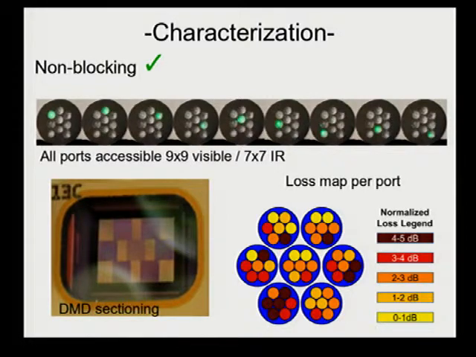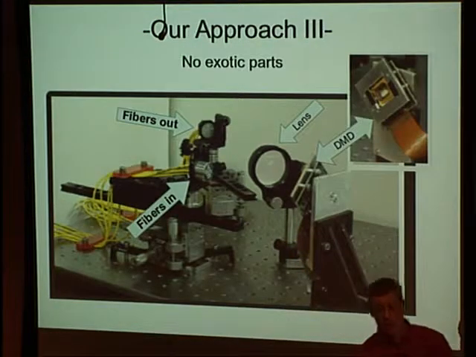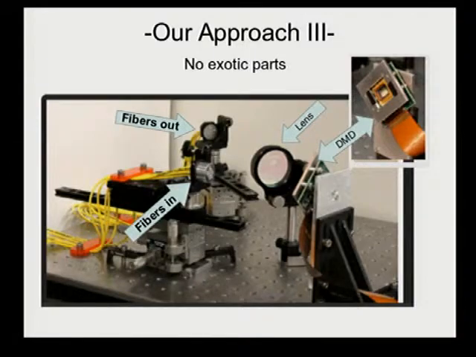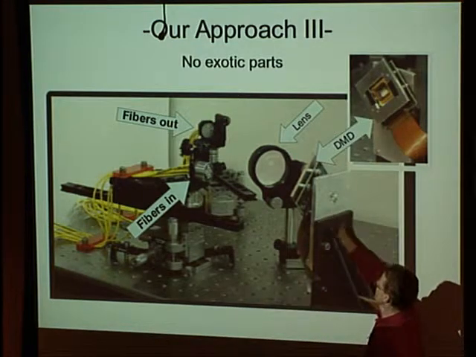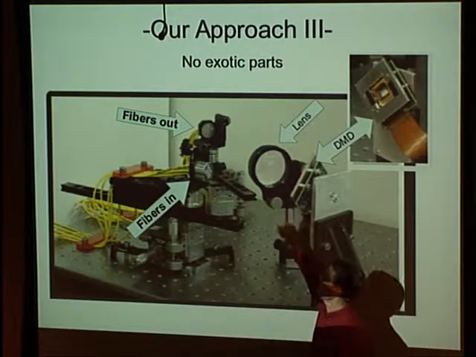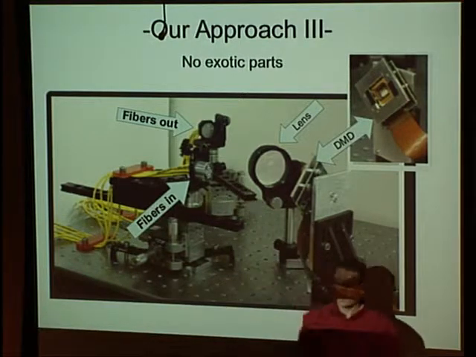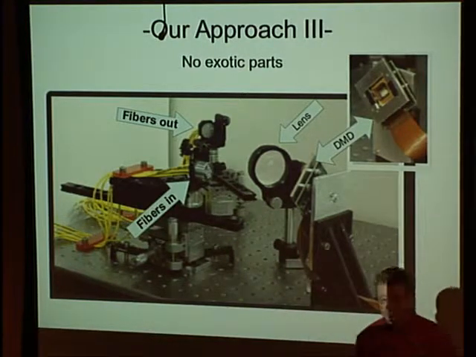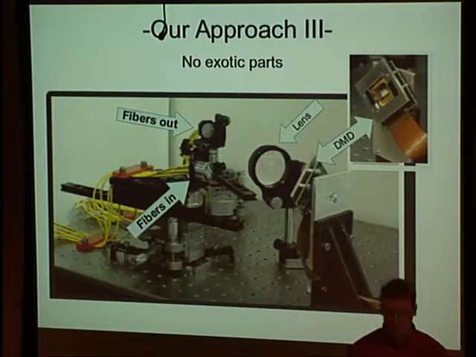So we tested all the possible solutions here. In real life, this is how it looks like. We have 7 collimated fibers, the DMD in the foreground that loads the diffraction pattern. We have a lens to focus the result into the fiber, the 7 output fibers in the background. So this is a very easy architecture. It's a very elegant setup.